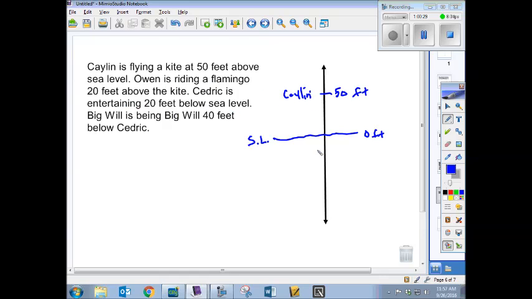Now, Owen is riding a flamingo 20 feet above the kite. So who can tell me where Owen is riding the flamingo, based on the number line? Don't just say above this or above that. I want to know specifically, what integer would that be? Jimmy? Do you guys agree 70 feet? Do you agree that's where Owen is riding the flamingo?